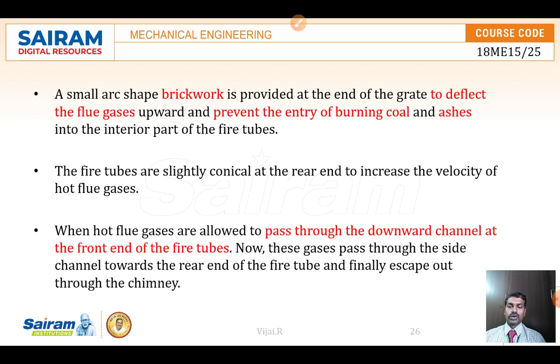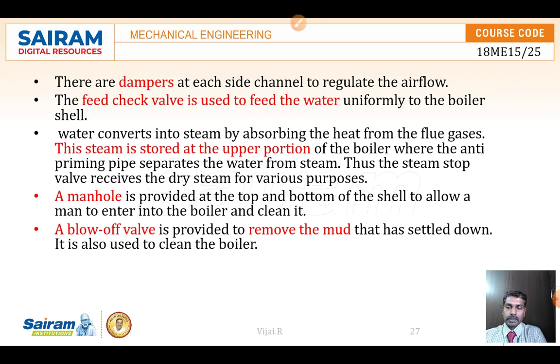The fire tubes are slightly conical at the rear to increase the velocity of the flue gases, and the flue gases pass through the channels from the front end when we are burning the fuel. The gases pass through the sides, and it makes the water heat up. The dampers are provided to regulate the flow of hot flue gases, and the steam which is produced will be stored in the upper portion of the boiler. Then we can take it through the steam pipeline and send it to the turbine blades.